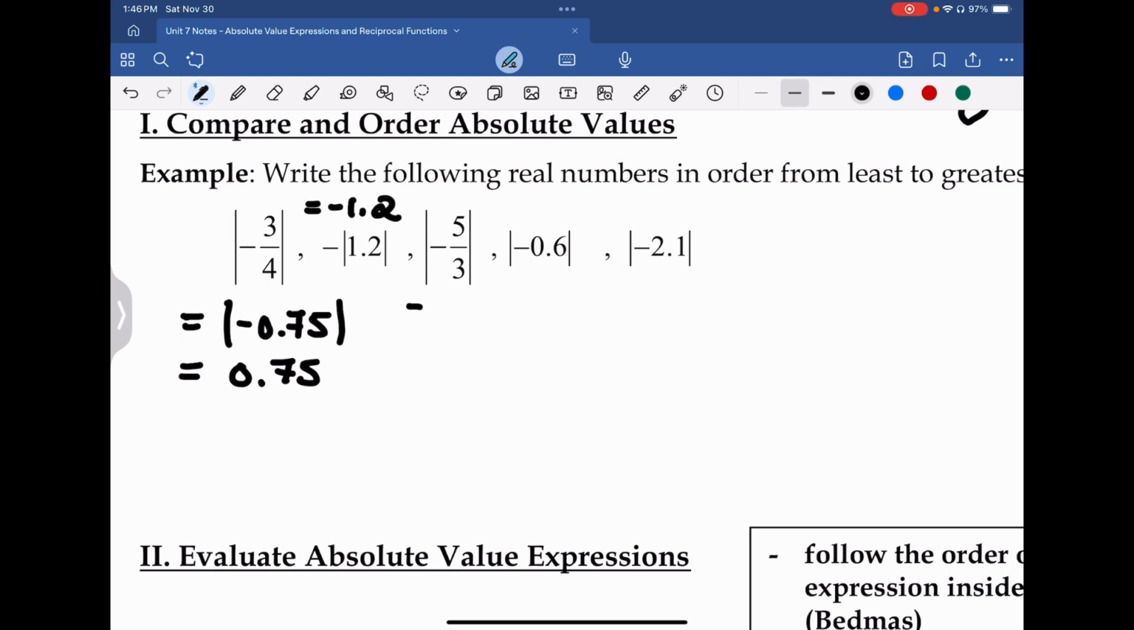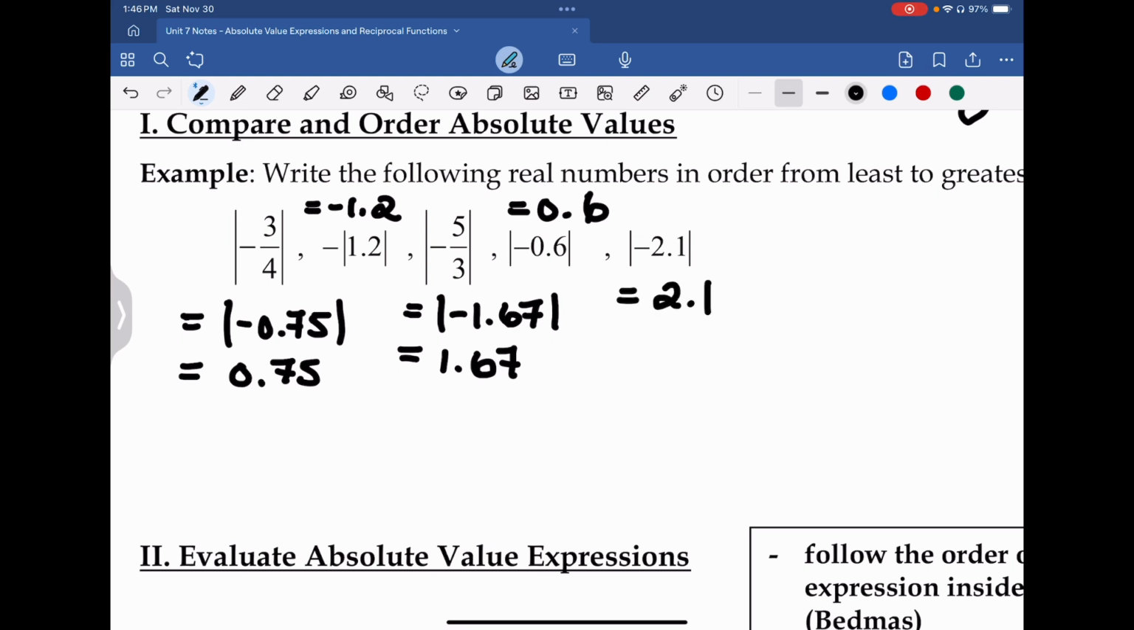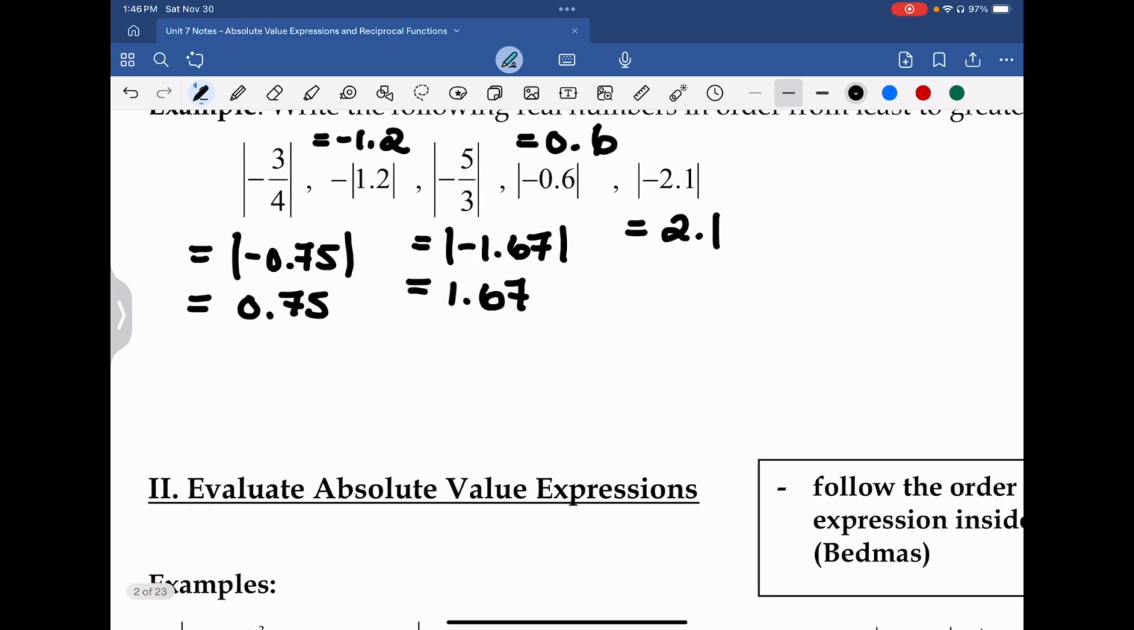Okay, the next one here, we're going to say this is equal to, well, 5 over 3, which is the same as 1.67 if we rounded it. So we can go absolute of negative 1.67. The absolute of any negative number just gives us the positive number, and there it is. And then with the absolute of 0.6, this is going to give us 0.6 because the negative sign is included. And then lastly, we go to this one here, the absolute of negative 2.1, which gives us 2.1 as a positive value.